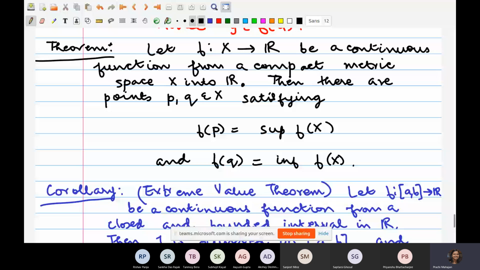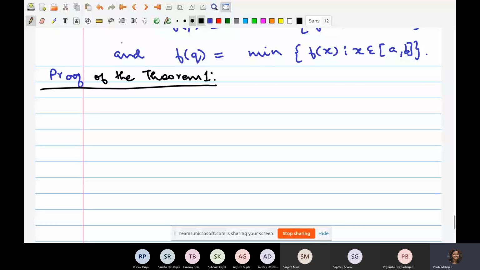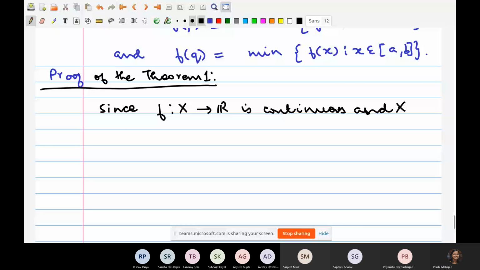Again, I'm going to ask the same question. Given f, a continuous function from a compact metric space, we know that a continuous function takes compact sets to compact sets. So f(X) is going to be a compact subset of R. Now, what can you say about compact subsets of R? Since f is continuous and X is compact.